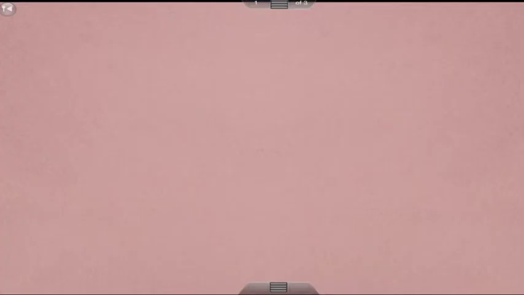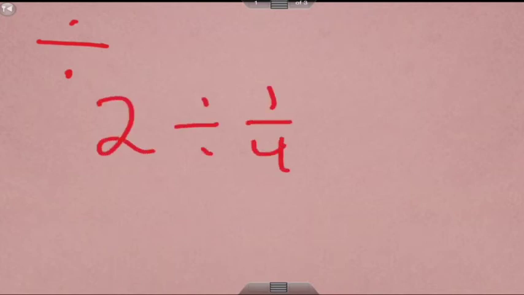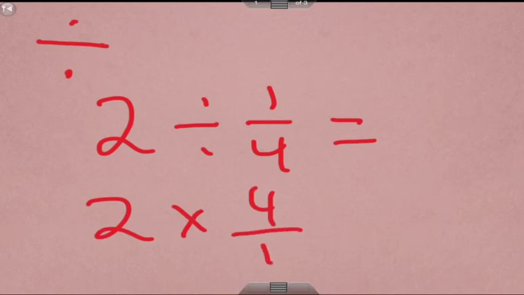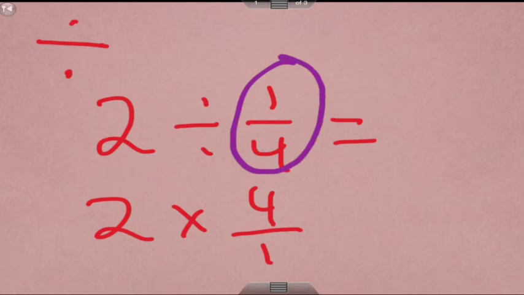Okay, now we're going to do division. Division is basically the same thing, except you have to know one simple step, and that is a reciprocal. I'm going to show you exactly what that means right now. If I have, let's say, 2 divided by 1/4, this really means 2 times 4/1. What you do is you flip your second number. The second number is your divisor. You flip the divisor, and that's called the reciprocal. So the reciprocal of 1/4 is 4/1.